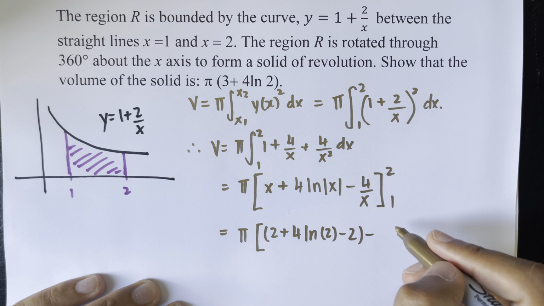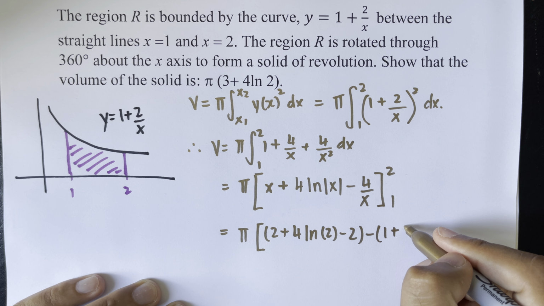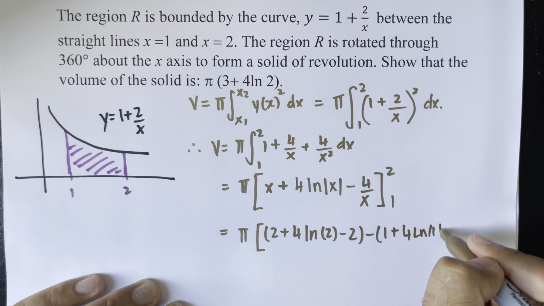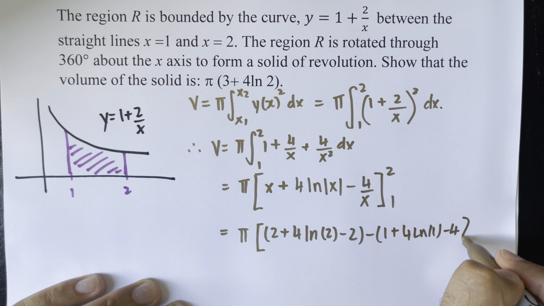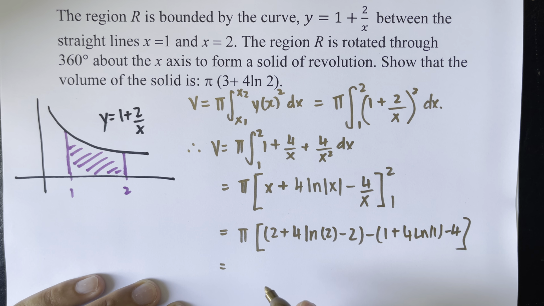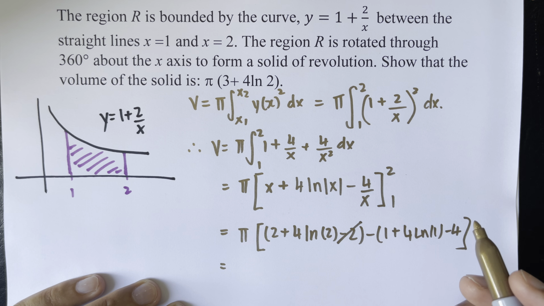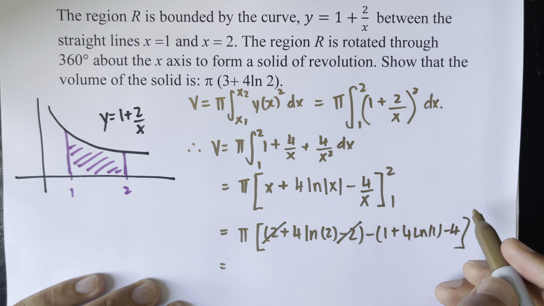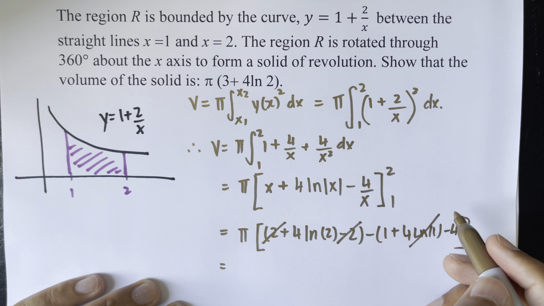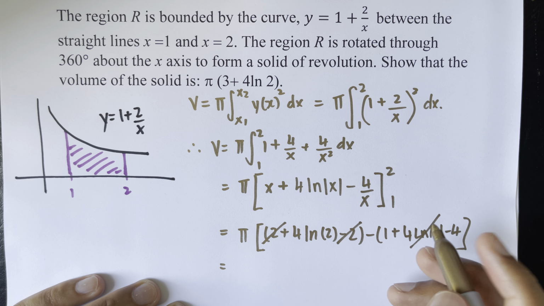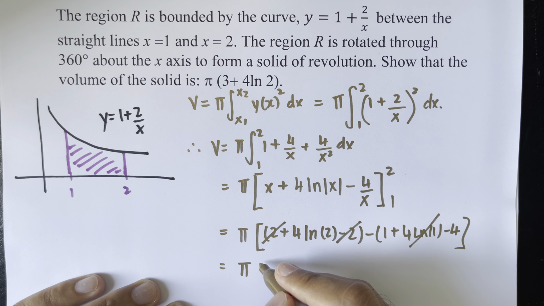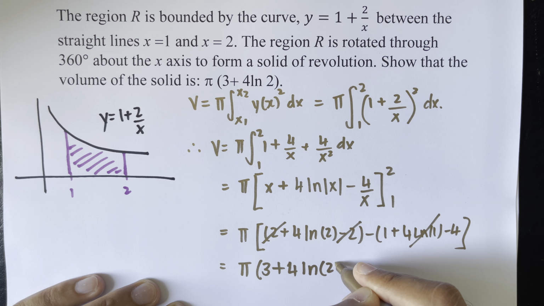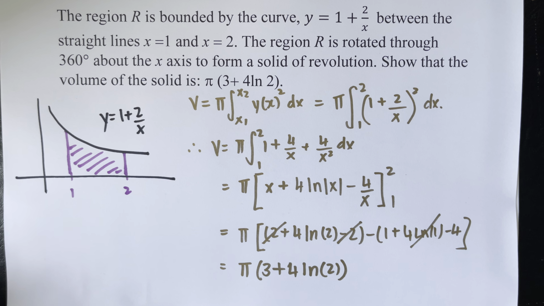Take away 1 plus 4 ln of 1, take away 4, and that all simplifies down. The 2's will come off with this. Ln 1 will also come off, sorry, that's ln 1, and we will get pi being equal to 3 plus 4 ln 2, and that is your answer, or proof rather.